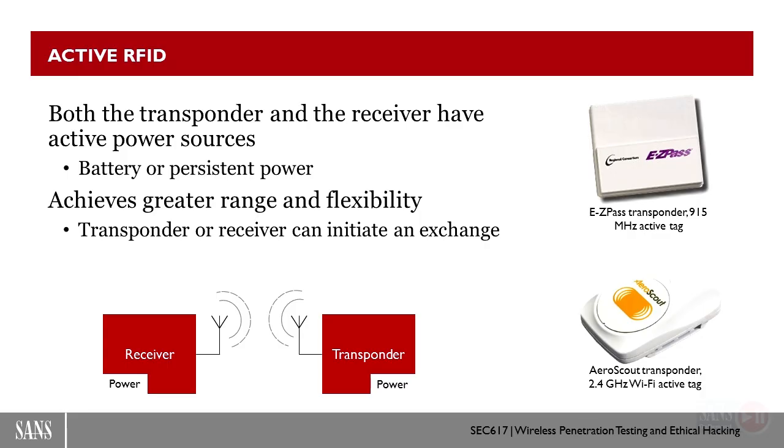The one that I'm most familiar with in this range is the EasyPass transponder, sub 1 gigahertz, 915 megahertz in New England. We have the EasyPass system for doing electronic toll collection. My understanding is that these are a hybrid active tag in that they do have a battery, but the battery lasts quite a long time.